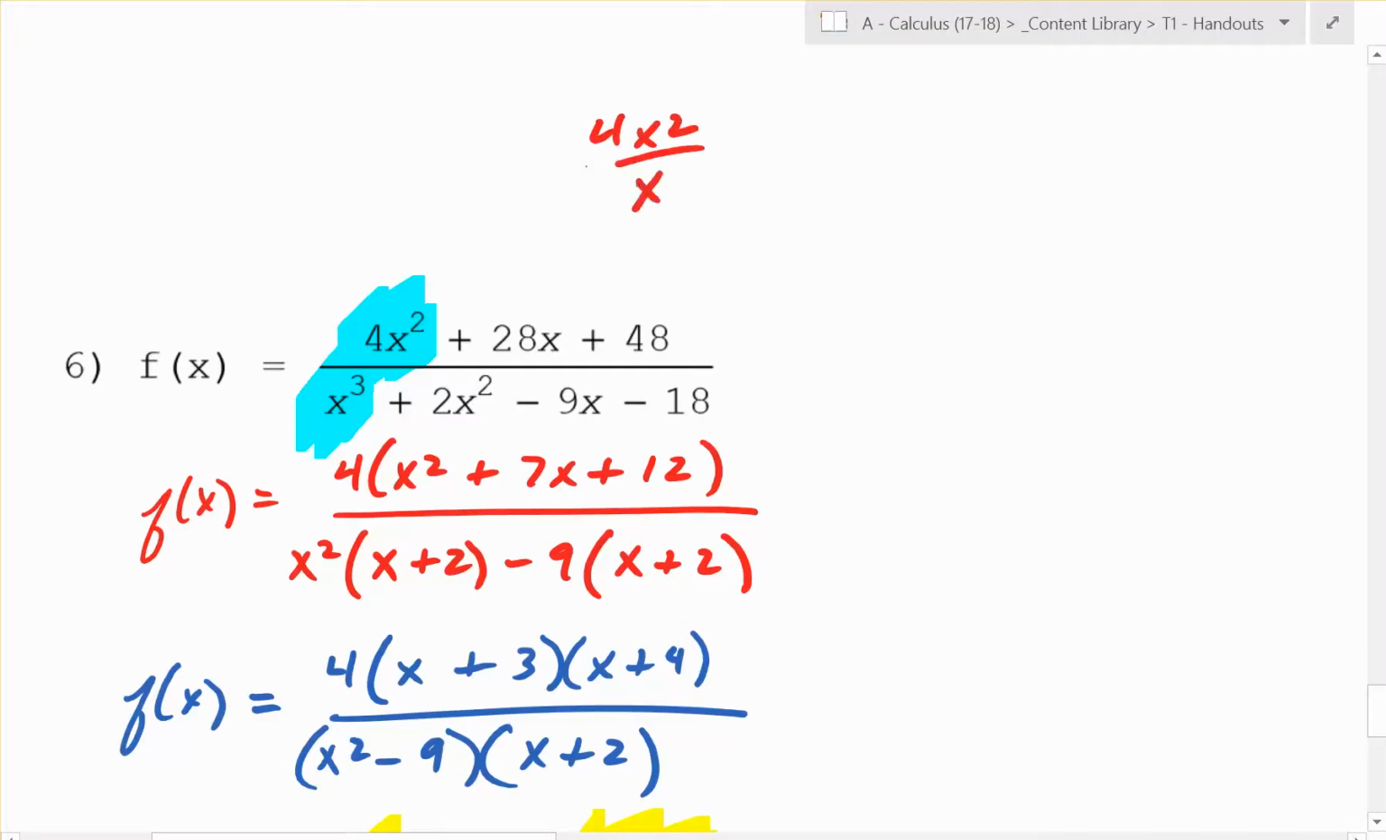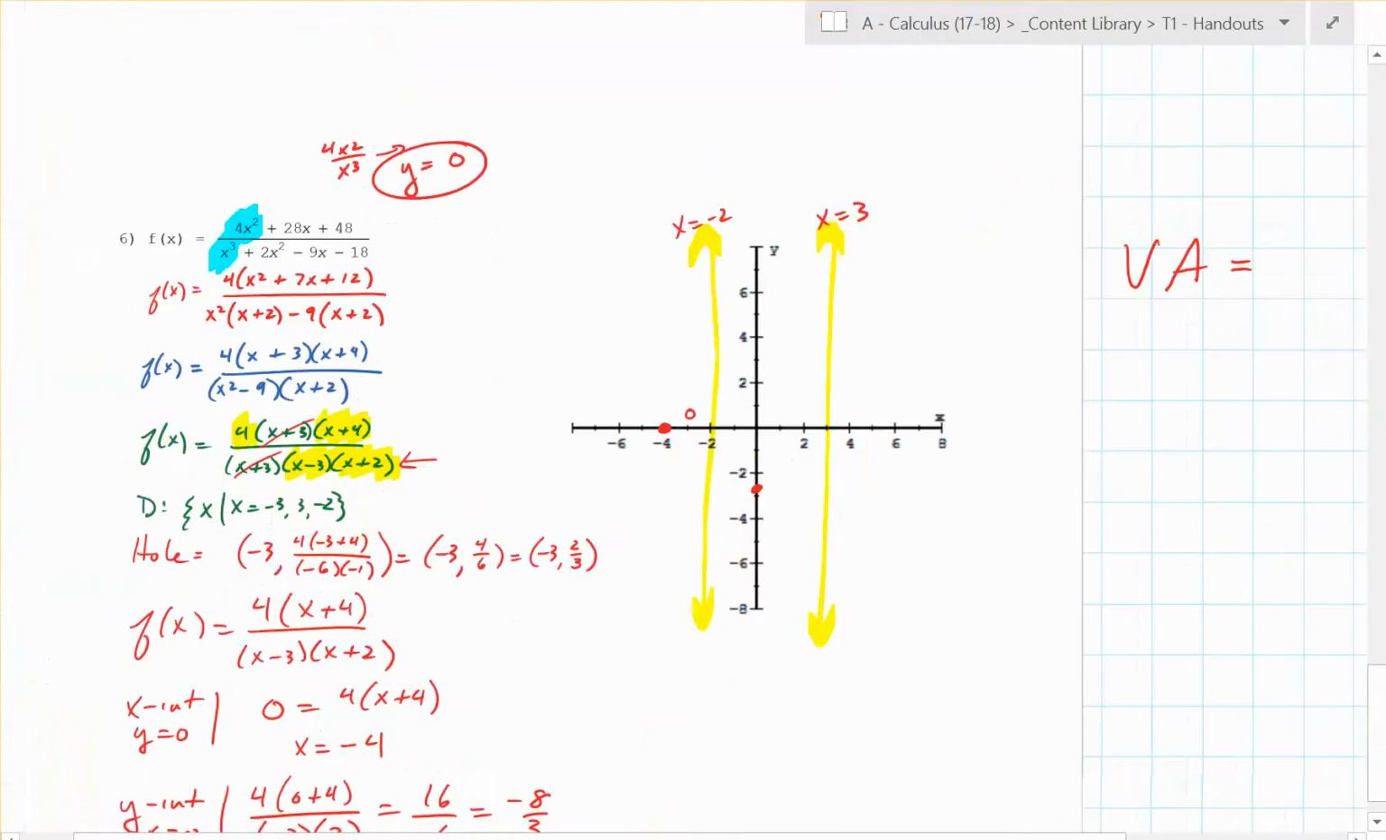4x squared over x cubed. Of those two, what's the only one that quote unquote matters when x gets huge? X cubed, right? The x cubed gets huge, so the denominator gets huge. Do you agree? Yes. Huge. So that means that the horizontal asymptote is y equals 0. So I'm going to plug that in there.